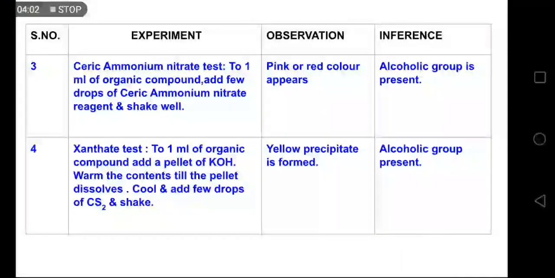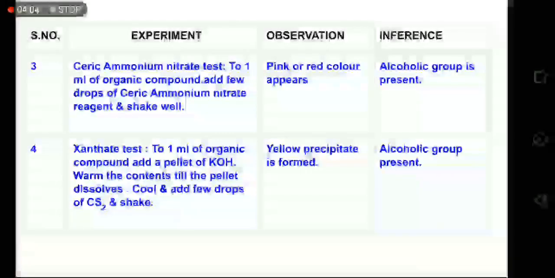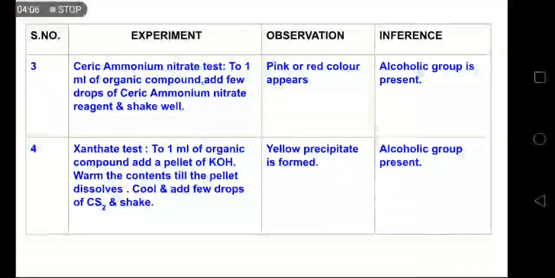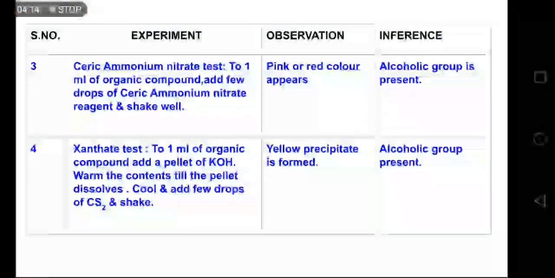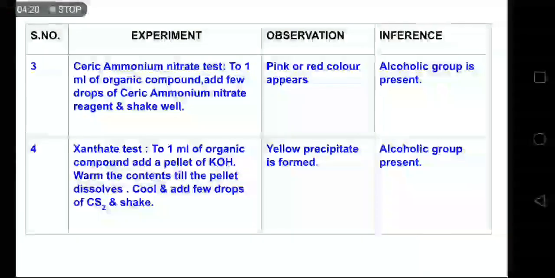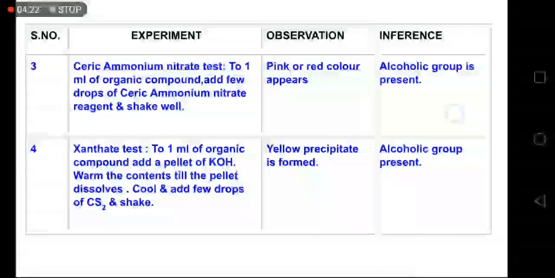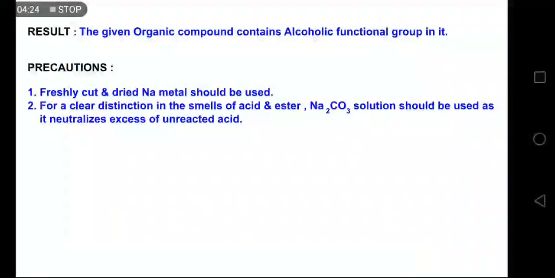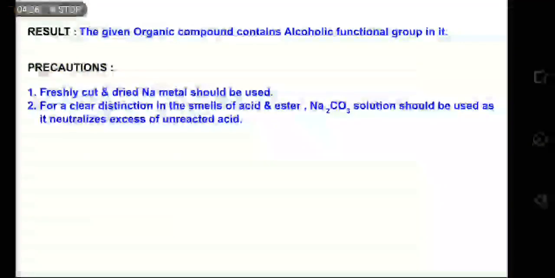the organic compound. Now it depends on what reagents are available in the chemistry lab at that particular time. So you can perform maybe 2 or 3 of them, okay, but you should know the chemistry of all of them, the reactions involved, because in viva that may be asked. So every test is important. The result would be, according to the aim, the given organic compound contains alcoholic functional group in it.